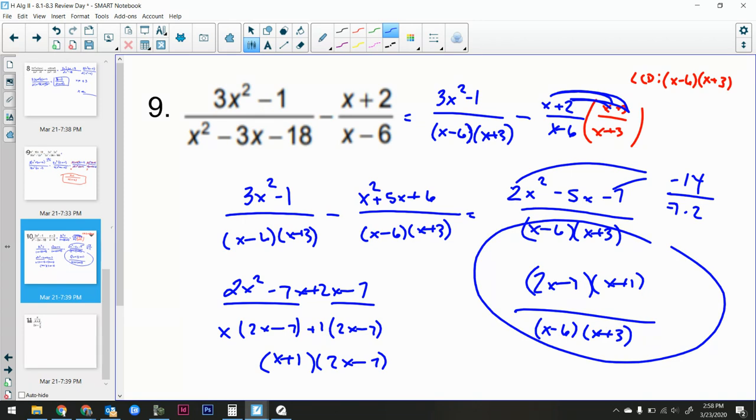Whoa. Now, what can x not be equal to? This cannot be 0, right? So x cannot be 6, or x cannot be 3. Oop, negative 3. Excuse me, negative 3.